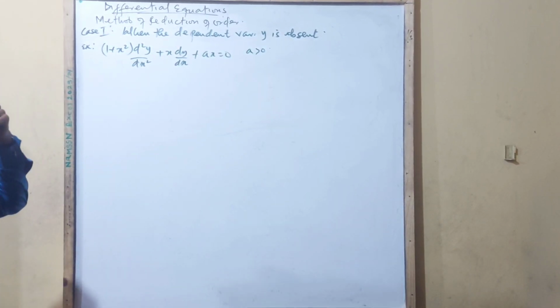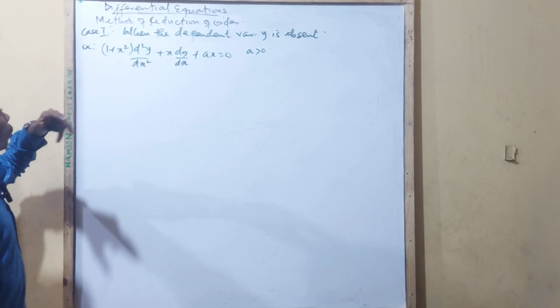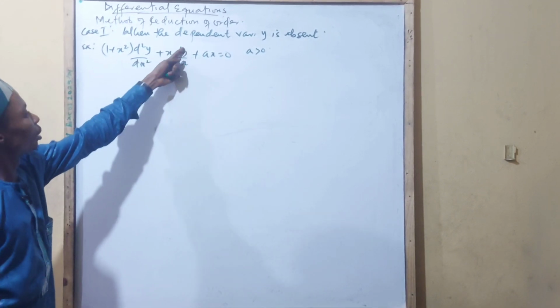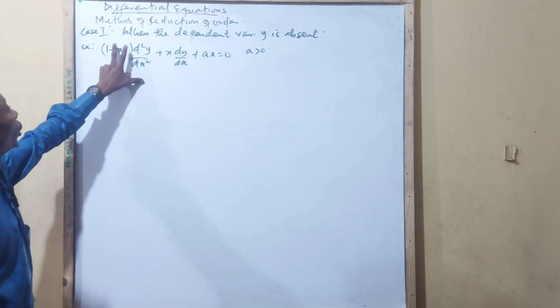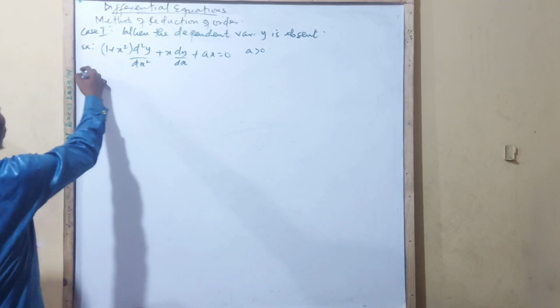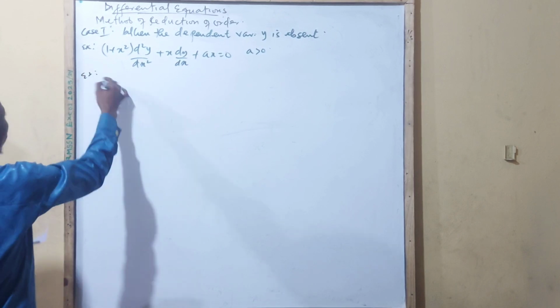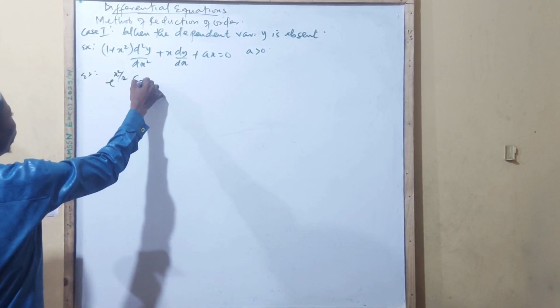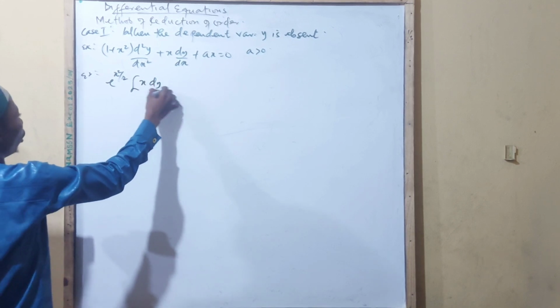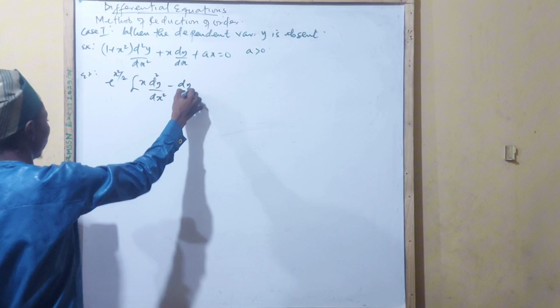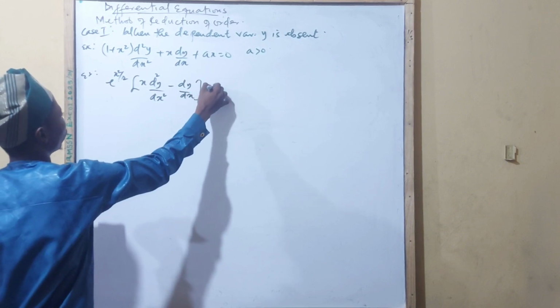So look at this differential equation now. You observe that we are only having x, x, x. So this is just dy/dx. So this one falls on case 1. The dependent variable y is absent. So look at another example. Suppose I'm having e raised to the power x squared over 2, open bracket, x d squared y/dx squared minus dy/dx, everything is equal to x cubed.